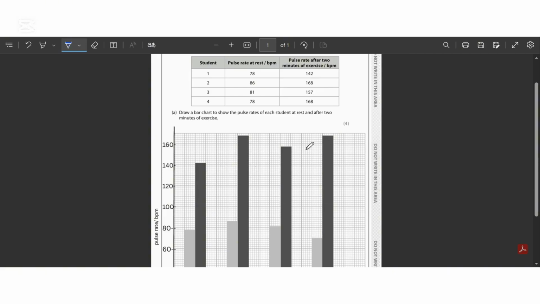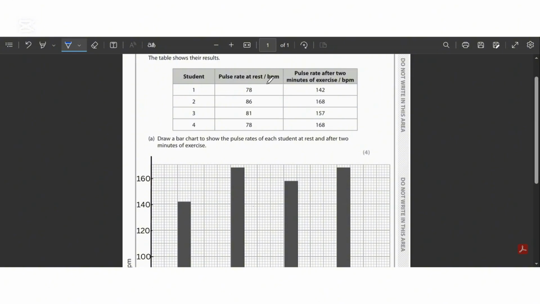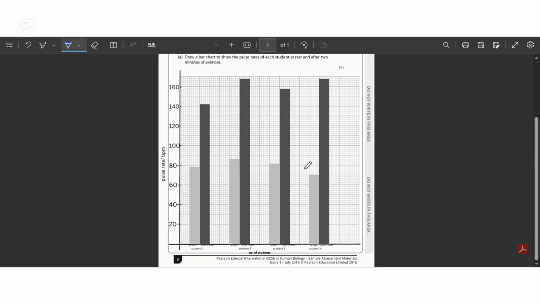So as you can see in the data of the table, student 1 and student 4 have the same pulse rate at rest. All right. And after 2 minutes, student 2 and 4 have the same pulse rate in BPM. So if we are done with the graph, let's move on to the next part.